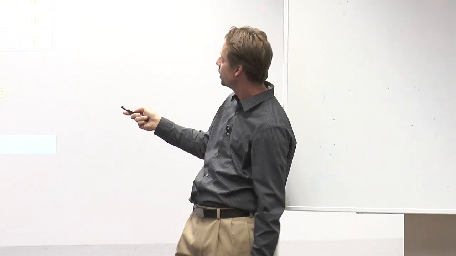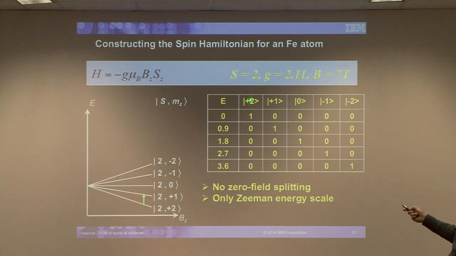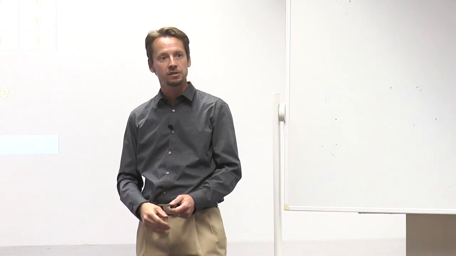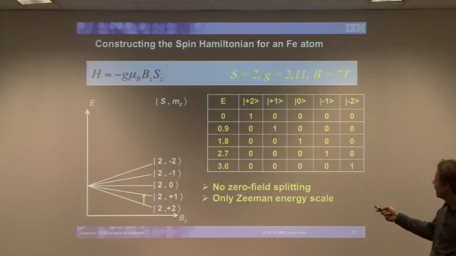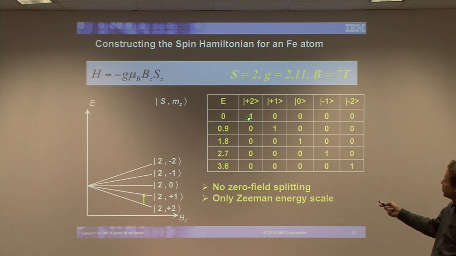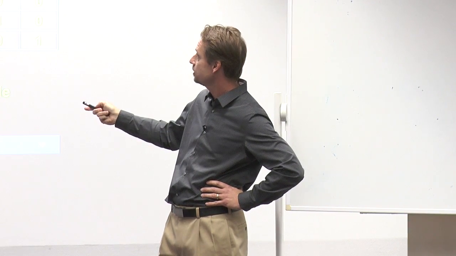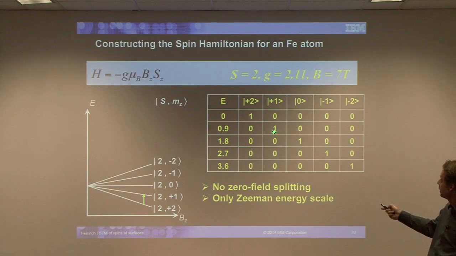And so that's what these are here: m equals +2, +1, 0, -1, and -2. Those are good eigenstates here. The eigenstate corresponding to the ground state is 100% m equals +2. The state corresponding to the first excited state of 0.9 millivolts is 100% m equals +1.